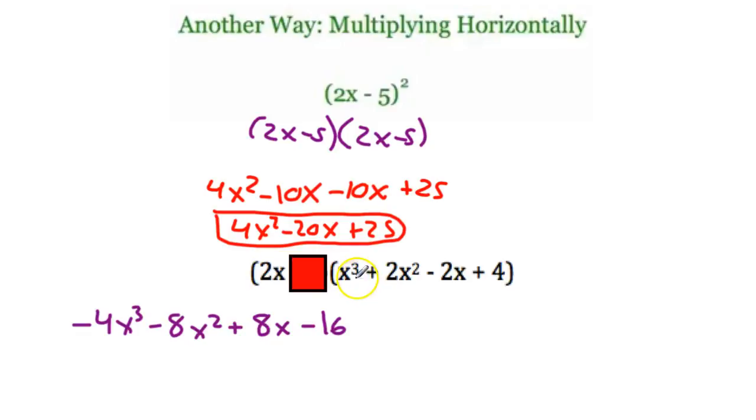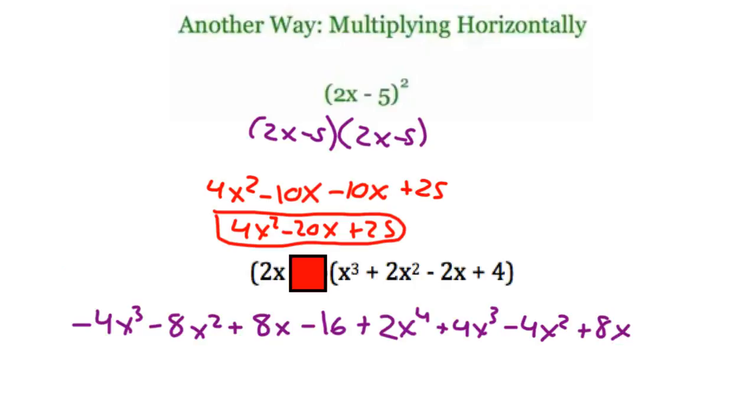2x times x cubed is plus 2x to the fourth. 2x times 2x squared is plus 4x cubed. 2x times negative 2x is minus 4x squared. 2x times 4 is plus 8x.